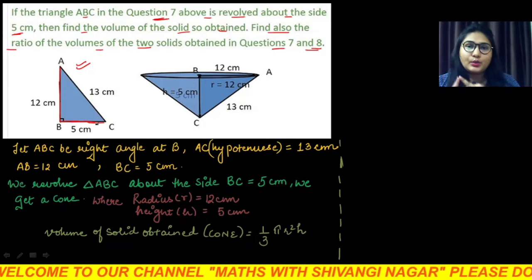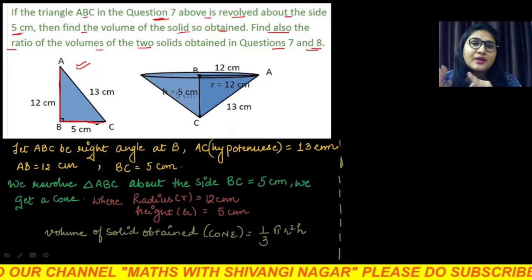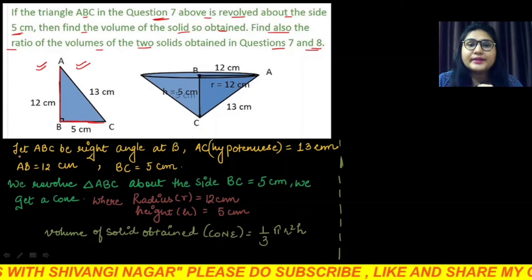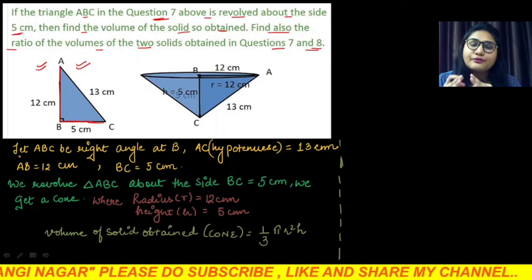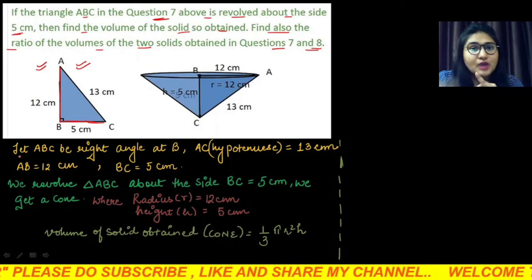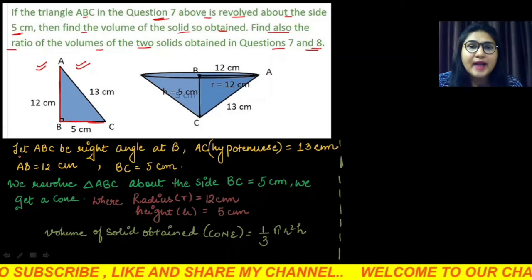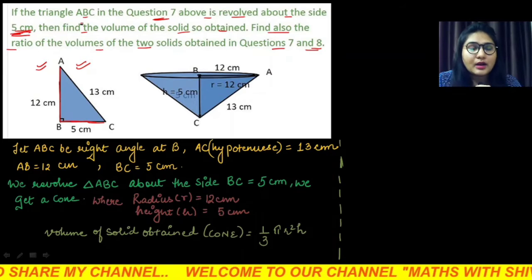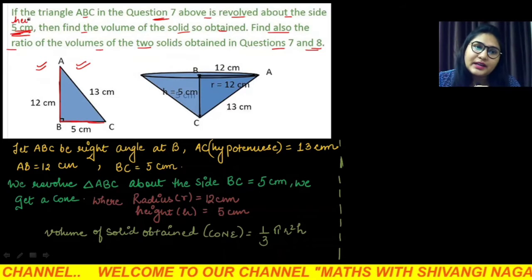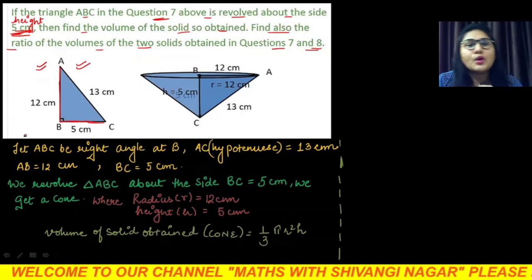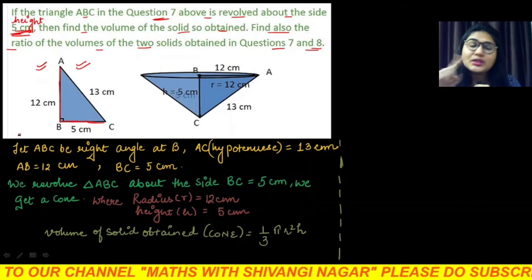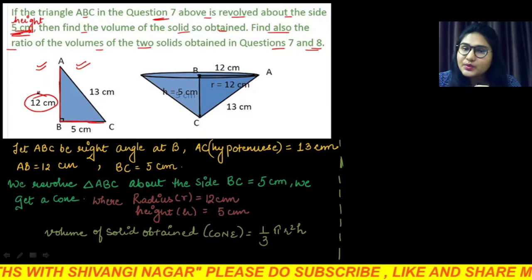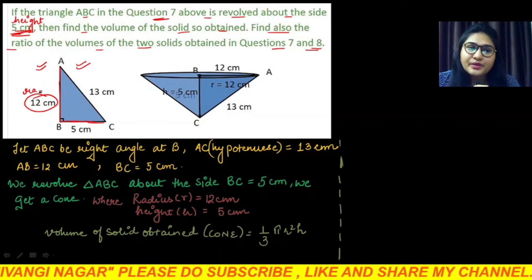So what you have to remember in this type of question, from the previous question and this question, we have concluded that whenever we are given a right angle triangle like this, ABC, and it is given that you have to revolve along a side, the side along which you are revolving is always taken as the height. So here we have to revolve along the 5 cm, so definitely this is the height. And the side other than the hypotenuse, that means this 12 cm, will act as the radius.